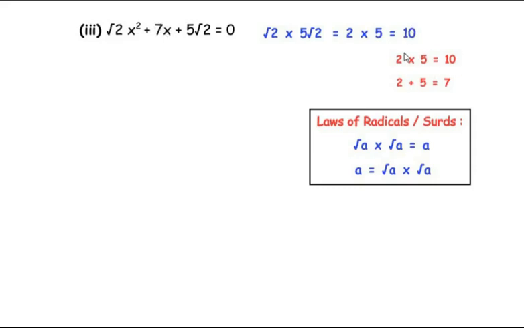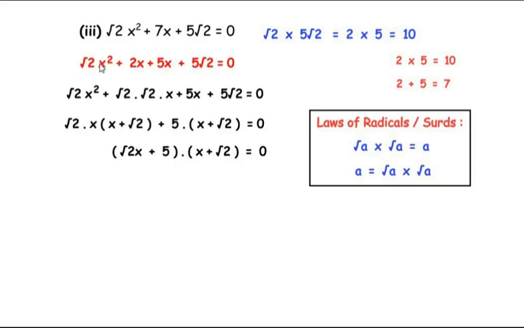So here we have written the two factors as 2 and 5. Because 2 times 5 gives us 10. And 2 plus 5, when you add these two factors, you get the middle term, which is 7. So let us now write this equation in terms of its factors. So the first term remains the same, that is square root of 2 times x square, plus 7x now splits up as 2x plus 5x, plus 5 square root of 2 equal to 0.